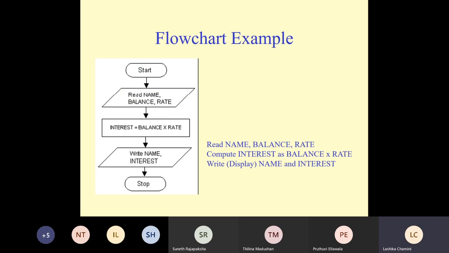And here we have an example of a flowchart. What's happening in this flowchart is, we start the program and we read name, balance and rate. We are getting the input from the user for the name, the balance and the rate. Inside the processing symbol, we are calculating the interest by multiplying balance with rate. And then we write name and interest, that is, we display the name with the interest, and we stop the program.